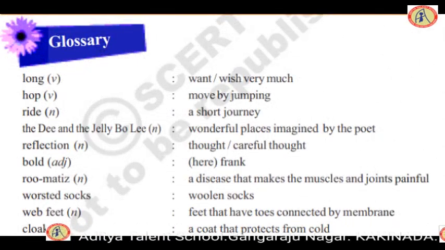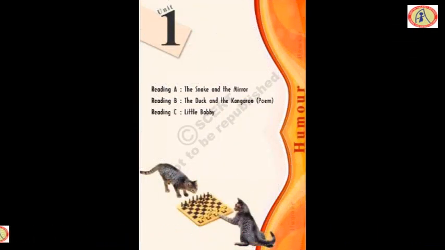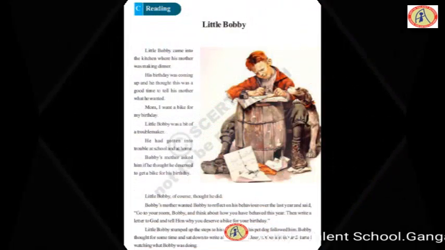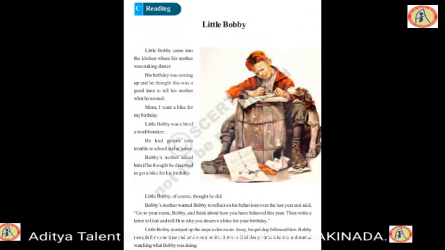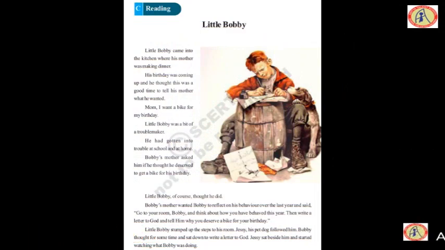Now coming to the third, reading C, Little Bobby. Even this is a funny poem. Little Bobby is a naughty boy. This lesson was written by Richard Rao.